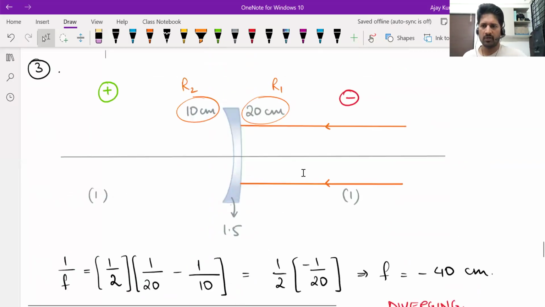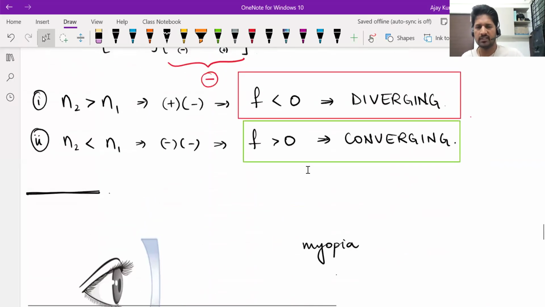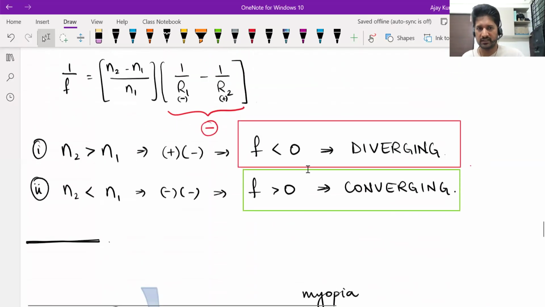Fine. So hope you understood the basic behavior of lenses. A particular lens itself can behave as both converging or diverging depending on the medium in which it is present. In fact, in some cases it may not do anything, meaning it may not bend the light at all. In which case does that happen?